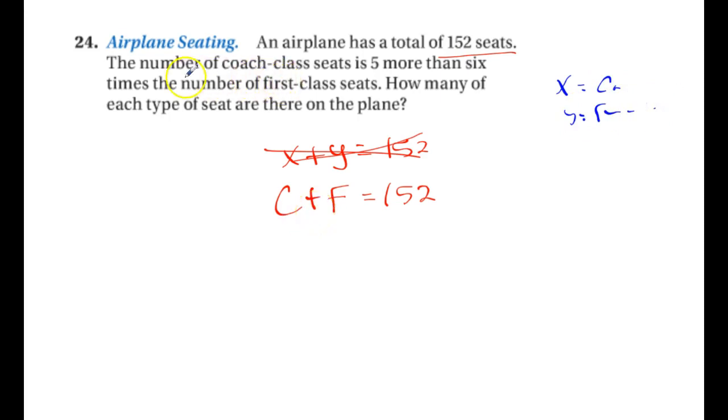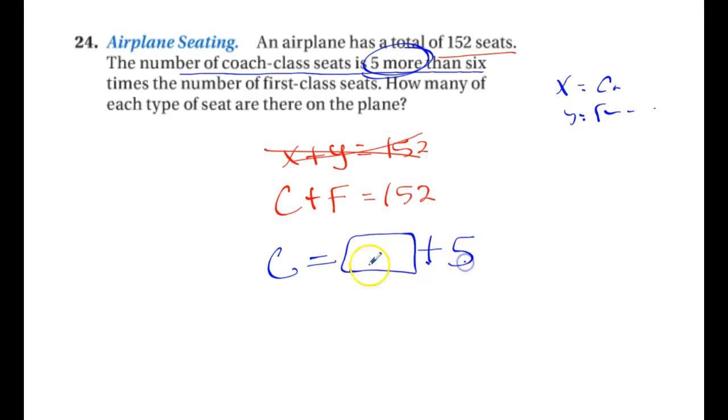So here goes. The number of coach is, so coach is 5 more. Now we talked about that before. If I go 5 more than my age, then I would start with my age and increase it by 5. So 5 more than what goes here? Well, it says 5 more than 6 times the number of first class. So 6 times the number of first class is 6F.